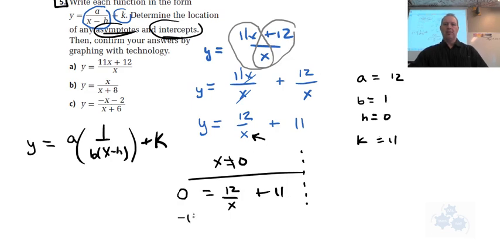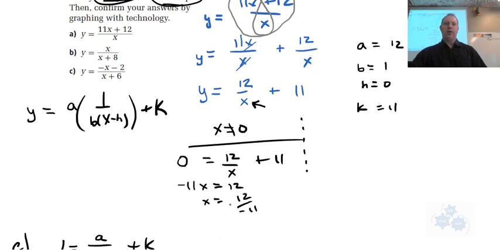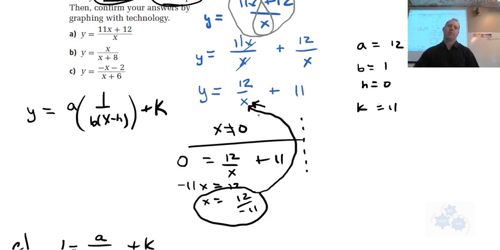Okay. So this would be negative 11x equals 12. x would be 12 over negative 11. I'm solving for x. So y equals 0, solve for x. So algebraically, we get a value for x. So if you put this x into the original equation, you should get 0. Is that what happens? That's the x-intercept. So this is going to be what intercept here? If y equals 0, that's going to be your x-intercept.